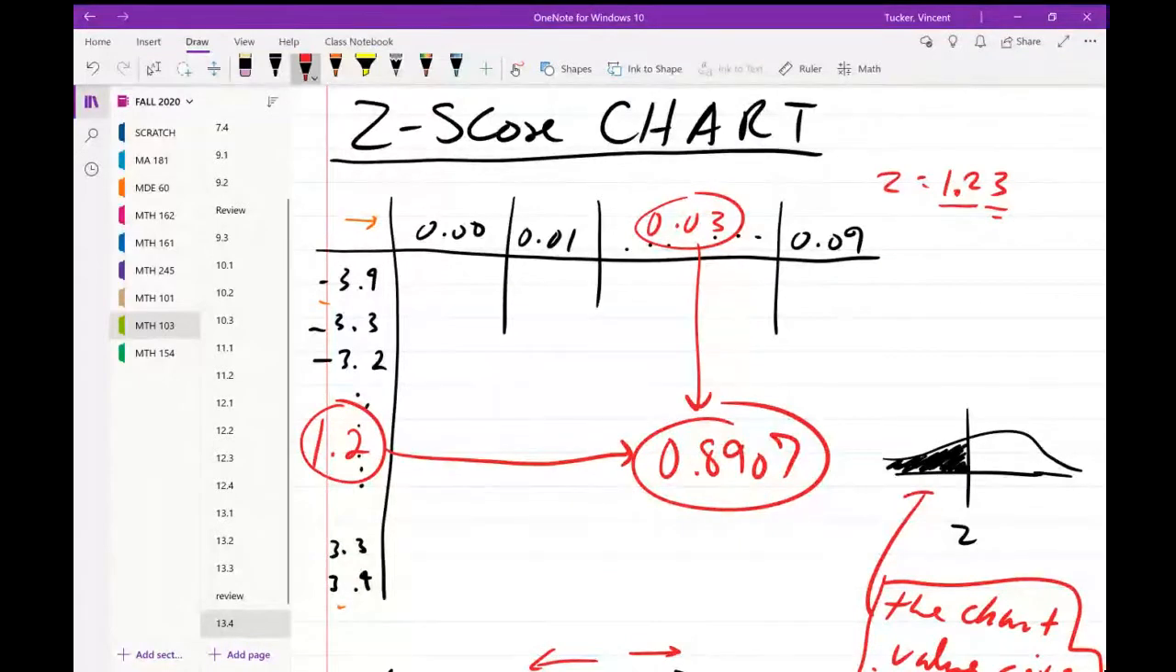All right. So once again, this is your z-score. 1.2 is the first part, which is what's in the left column, and the 0.03 is what's up top. Then where they meet inside the chart is the value that you will take from the chart. So let me pull it up real quick. Give me a second.